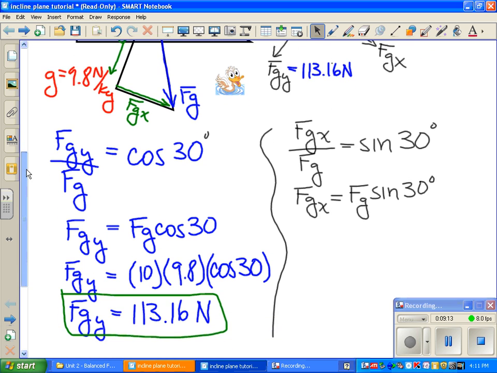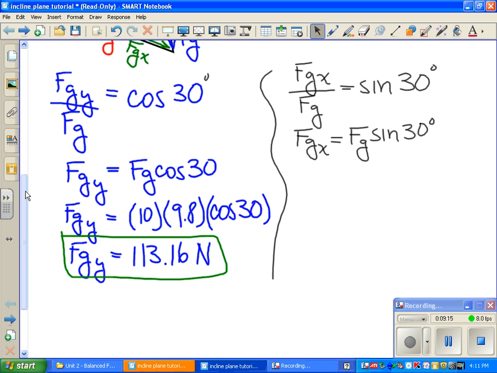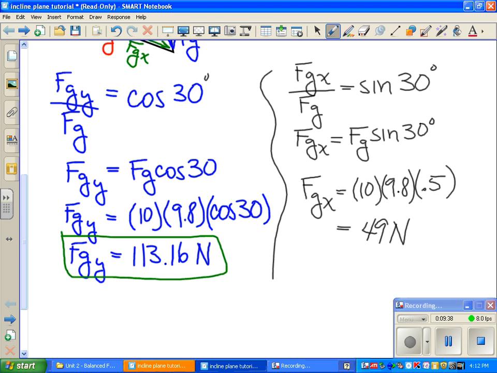And then I can throw in the information I know, just like I did before. Well, let's see. Fg of x is equal to 10 times 9.8 times sine of 30. Right now, you should all be like, dude, I know what that is. That's 1/2. So you got 49 newtons as your answer here. No calculator needed. If you did, seriously, go see a math teacher. They'll yell at you, just like they yell at me.